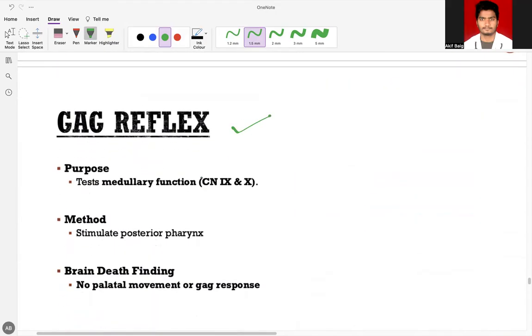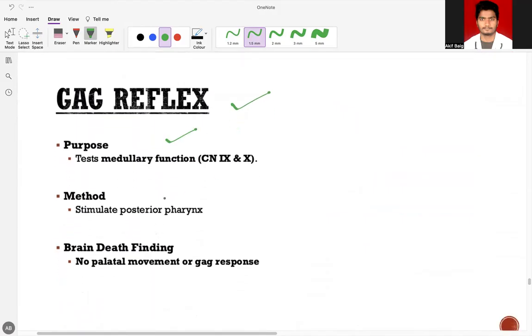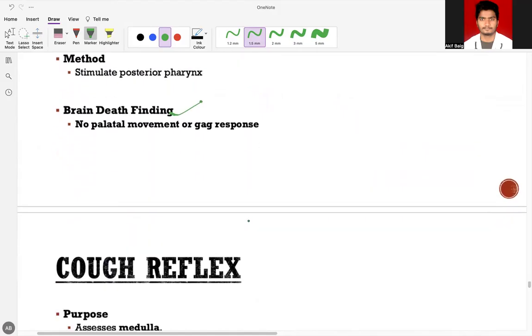Next test is the gag reflex. It tests the medullary function, that is cranial nerve 9 and 10. You have to stimulate the posterior pharynx either with a cotton, or you can take a forceps to stimulate the posterior pharynx. Normally, there should be a reflex with that. If there is no palatal movement or gag response, it means that the patient is brain dead.